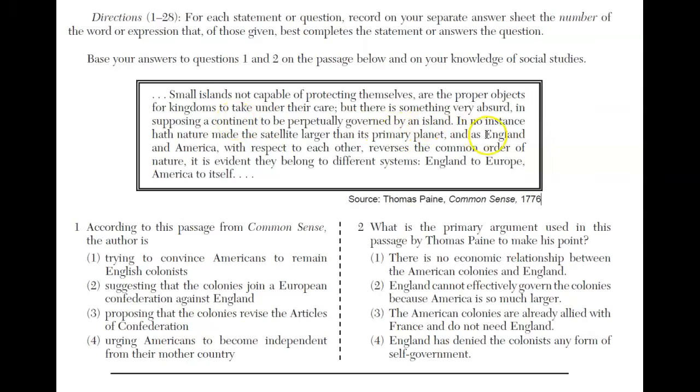Well, what's he mean? England is an island. America is a huge continent. It's backwards that England should be ruling America. He says, in no instance hath nature made the satellite larger than its primary planet. Satellite here, he's talking about not the electronic gadget, of course, in 1776. The moon is the Earth's satellite. So just as the moon is smaller than the Earth, you never have the Earth revolving around the moon. Well, America belongs to itself. England is part of Europe. Clearly, the small island shouldn't be ruling the great continent. That's his argument here.